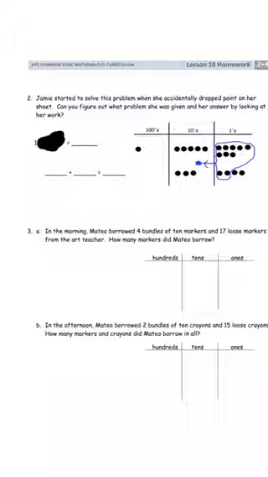Then 3, A says in the morning, Mateo borrowed 4 bundles of 10 markers, so 4 groups of 10 and 17 loose markers from the art teacher. You're going to take those two numbers and add them together just like we did on the front with your place value chips. B says in the afternoon, Mateo borrowed 2 bundles of 10 crayons and 15 loose crayons. How many markers and crayons did he borrow in all? You're going to take the information from A and apply it to B with this number.